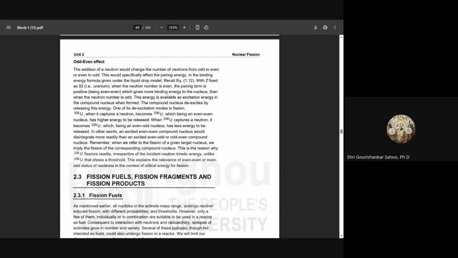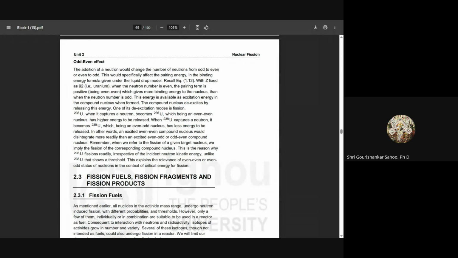And the pairing effect: in the Weizsäcker semi-empirical mass formula, you have a term ±δ, the pairing energy, in the binding energy formula. So with Z fixed, that is 92, when the neutron number is even, the pairing term is positive, and gives more binding energy to the nucleus than when the neutron number is odd.